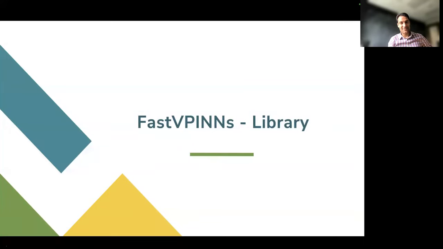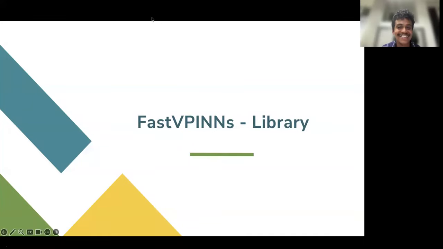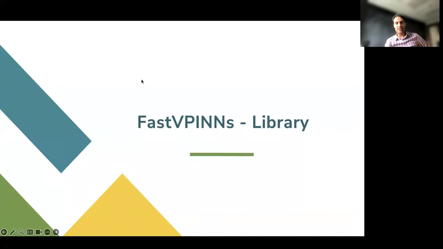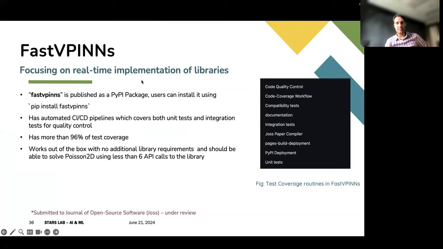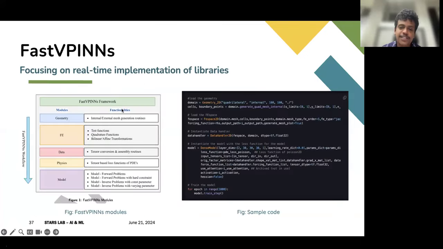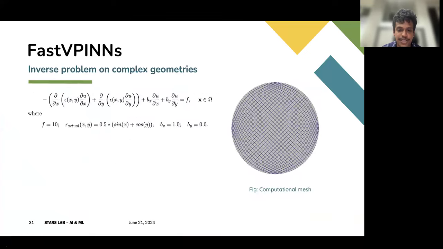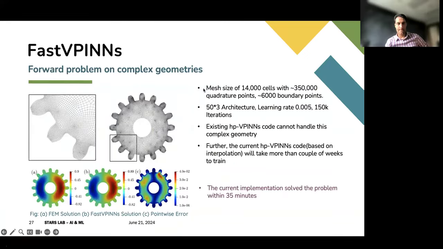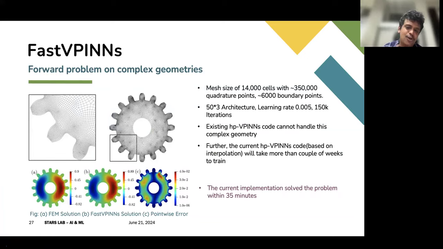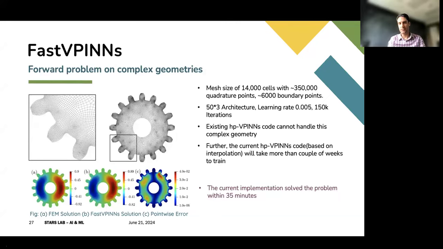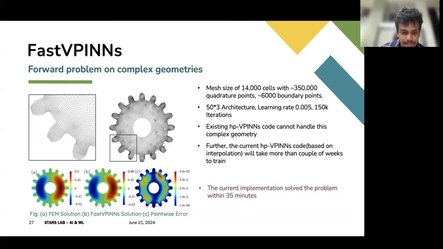I have one more question if no one else has questions. Yeah, please go ahead. What is the size of the network that you're using, for example, for that gear example? It's 50 cross 3. It's 3 hidden layers with 50 neurons each. Okay, so you have the architecture. In the paper, the lower architecture works well, at least for scalar problems. And the lower number of hidden layers works well for a scalar problem. And you have one single network for the entire domain, correct? Exactly. Yes, one single network.